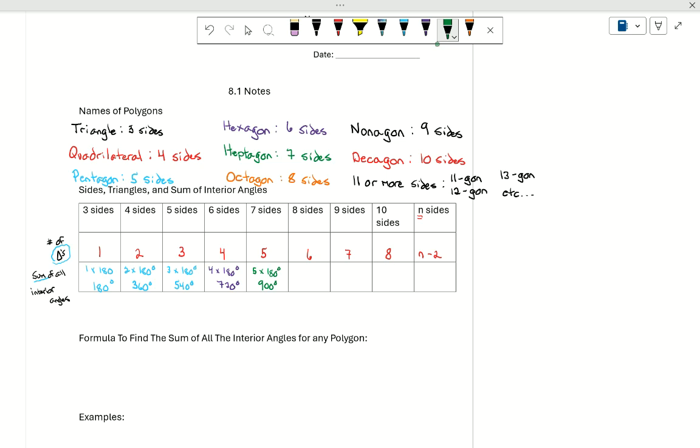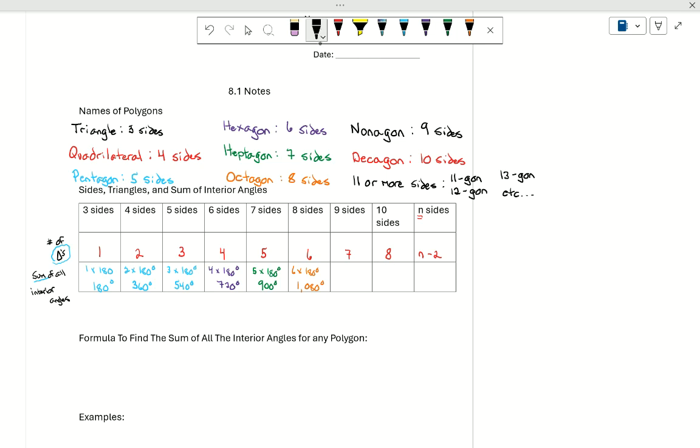Okay, eight sides, an octagon. I was able to create six triangles inside that eight-sided shape, that octagon. Six triangles times 180 degrees is 1,080 degrees. So that tells me that all the angles inside an octagon, an eight-sided shape, will have a sum of 1,080 degrees.